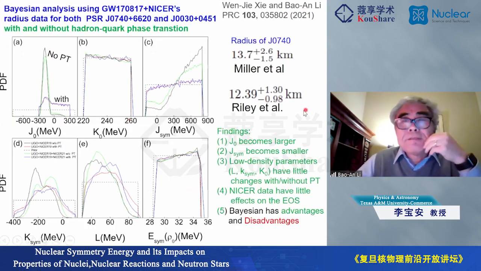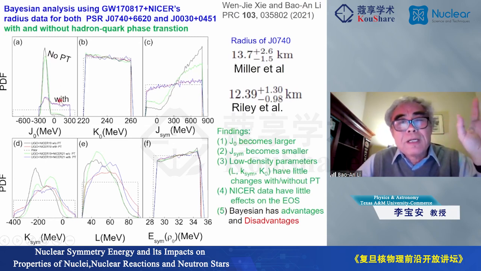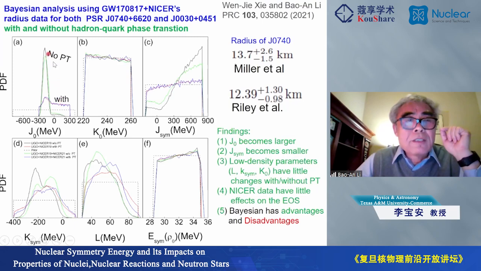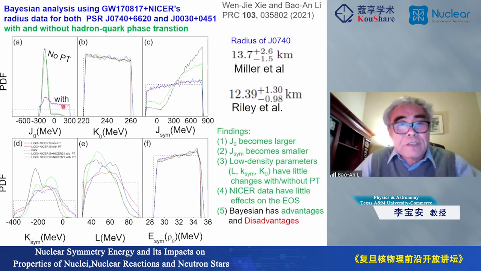One example here is from Wenjie. We constructed an equation of state with a phase transition, considering quark matter using the constant speed of sound approach, and one without the phase transition, using all available data. Again, you see the effect of the phase transition on the J-sim parameter of symmetric matter. When you have a phase transition, you want to make the equation of state of symmetric matter stiffer in order to counterbalance the softening of your equation of state due to the phase transition. And this J-sim also gets modified a little bit.